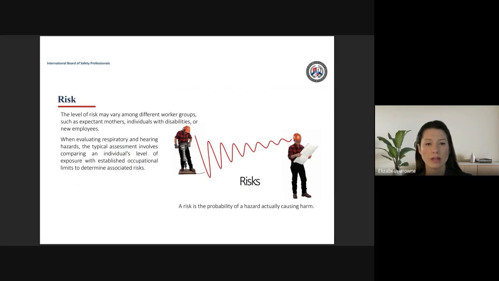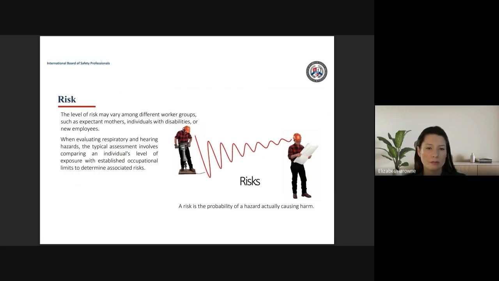So with risk, we have levels of risk. Levels of risk may vary among different worker groups. An example of a differentiated worker group would be an expectant mother, because some exposures may harm the fetus, individuals with disabilities, and also new employees, because they don't have the experience and the wisdom to know about all of the hazards that might exist. It's very important that we do worker training with our new employees, but this doesn't mean that we've always fully explained, or that they've fully experienced the risk that may occur in their job.